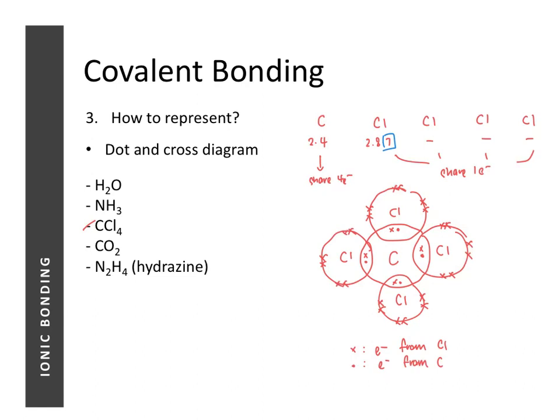With each shared pair of electrons representing a covalent bond, we can represent the structure of carbon tetrachloride as follows. Bear in mind that each line represents a covalent bond, which is a shared pair of electrons.